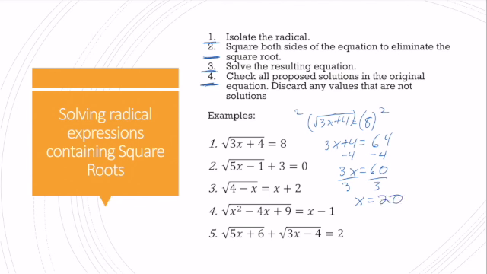So I'm going to plug that back in to check my answer. The square root of 3 times 20 plus 4 equals 8. That gives me the square root of 64 equals 8, which is true. So x equals 20 is a solution.